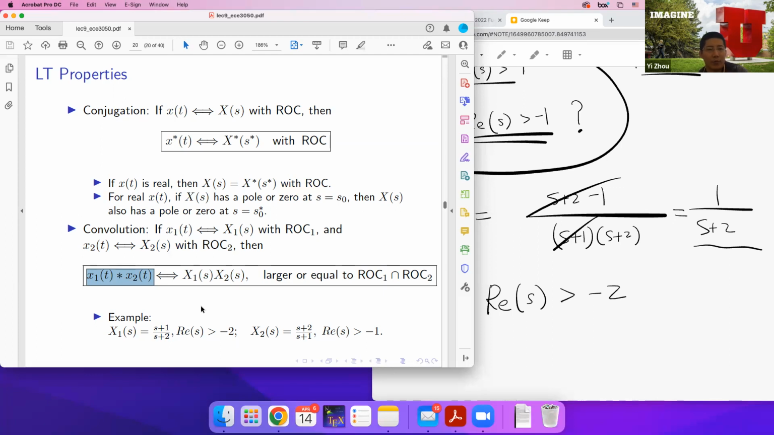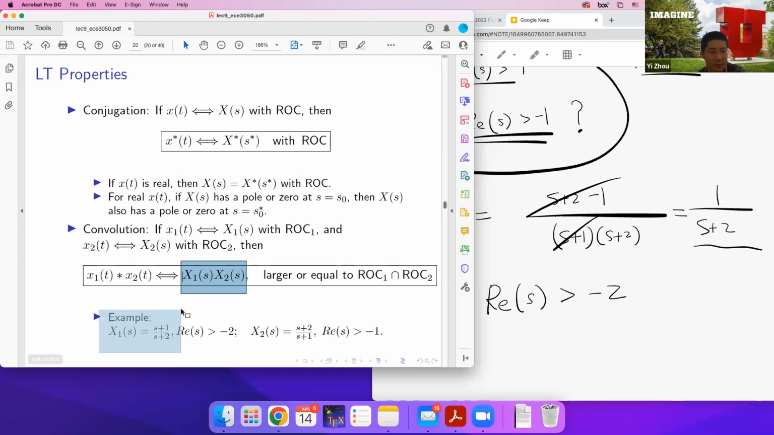And we can show that this convolved signal has a Laplace transform equal to X1 multiplied by X2. So this is the same as the Fourier transform. And again, the ROC in most cases is the intersection of these two ROCs. But in some special cases, it may be bigger, because when you multiply these two Laplace transforms, some terms cancel out and you can get rid of some of the poles.